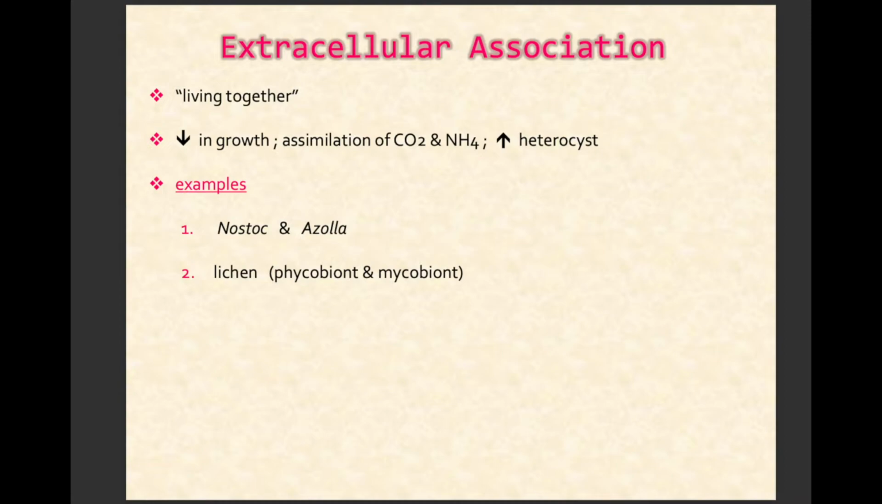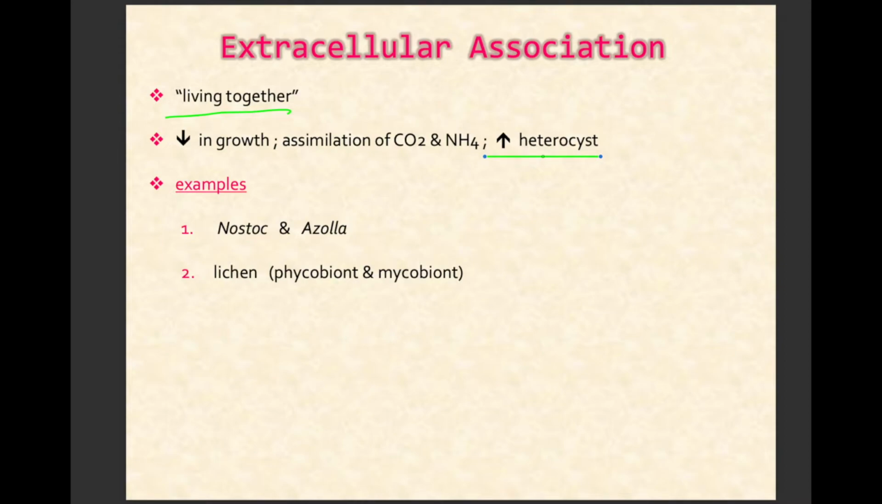First of all, let's talk about the extracellular association, the living together, just together, not inside each other. These are extracellular associations of your cyanobacteria. Usually, this type of growth is very slow. They usually assimilate carbon dioxide and ammonia or ammonium, or nitrogen together. And there's a lot of heterosis involved in this type of association.